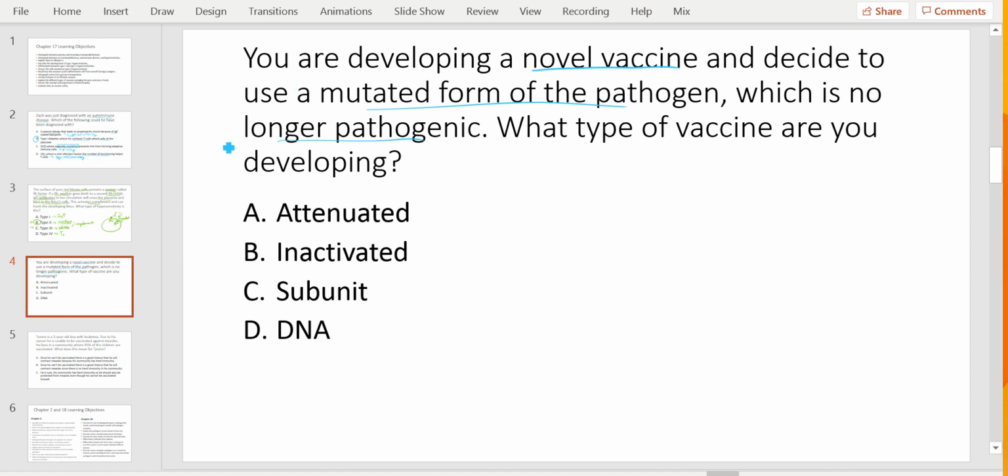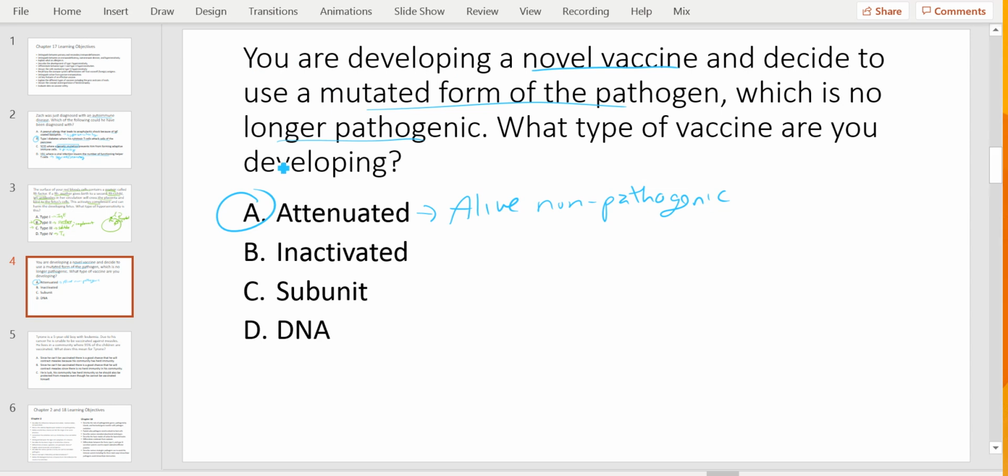Okay. An attenuated vaccine is when the pathogen's alive, but it's now non-pathogenic. So either it's been mutated, so it's no longer a pathogen, or sometimes you can use a weakened form of the pathogen, for example, a pathogen that might infect a different species. And that, you should see, describes the same vaccine that's in this problem. So a mutated form of the pathogen that's no longer pathogenic.